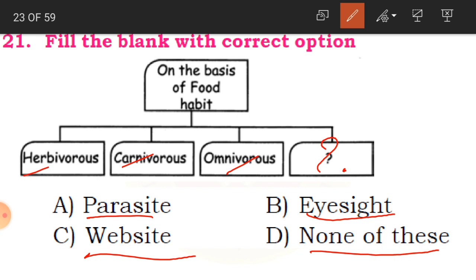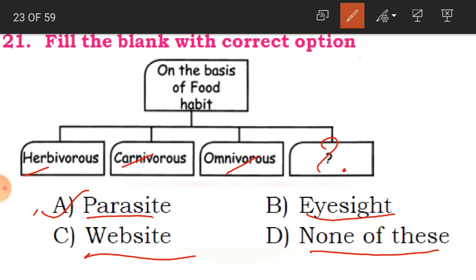Is website an animal? And D, none of this option. And the A option, parasite. Yes, parasite is the correct answer here. Why? Parasite is also an animal which is invisible and which lives on or inside the body of an animal and which causes danger to its host.